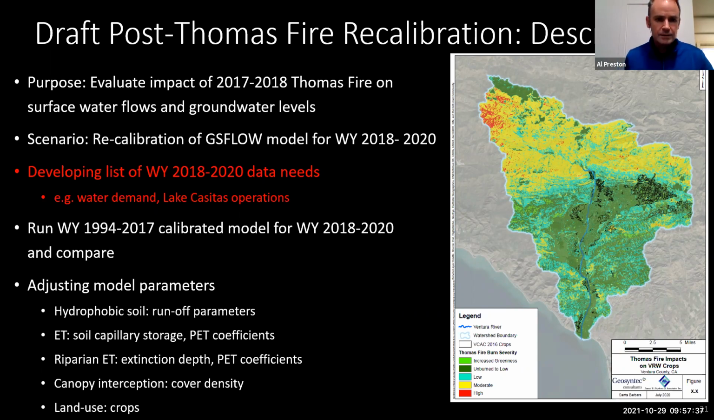So a couple of the parameters: the hydrophobic soils that can form after these fires, we'll change some of the runoff parameters in the PRMS model. We'll change to reflect the lower ET due to the vegetation being burned. We can change the capillary storage, or we can get in there and change the PET coefficients. There are some literature studies where this has been done in a few watersheds for PRMS models. I haven't found one where it's been done for a GSFLOW model. We may need to get in and change some of the riparian ET.